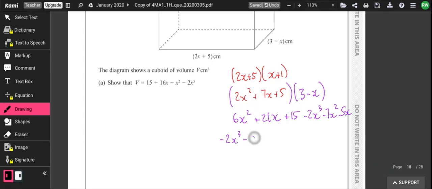squared is minus x squared. 21x minus 5x is 16x. And then we have a plus 15 there for the volume. So we can just rearrange that to get the same numbers as the question asks us to do.